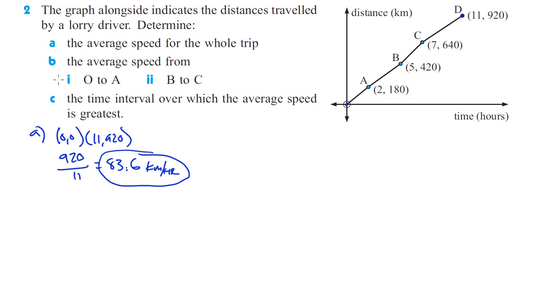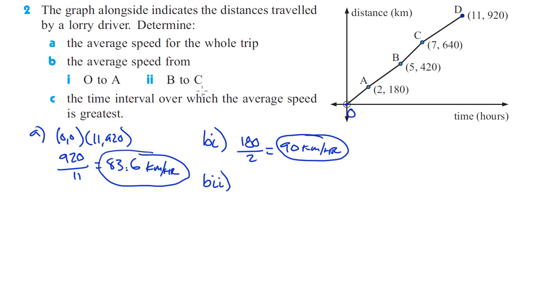Part B, the average speed from point O to A. And again, if you look on here, there's no actual O. That O stands for the origin. So this is truly O right here. Okay, so the average speed from O to A is going to be, again, we've got 0, 0 here, and then 2, 180. So if we take our shortcut, we do 180 divided by 2, and that gives us 90 kilometers an hour. Right?